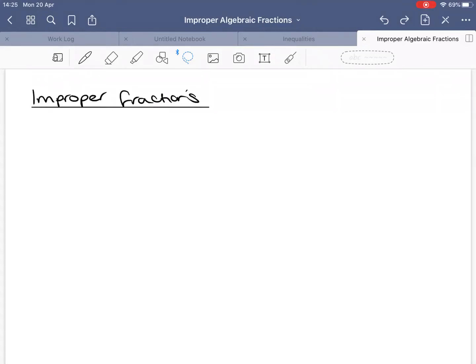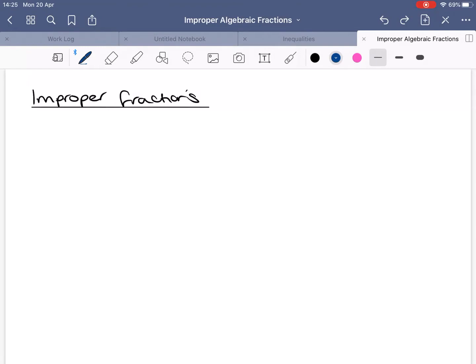Okay, so this is the third lesson in our partial fractions set of lessons, and in this case we have to look at improper fractions. Now I'm going to come on to improper algebraic fractions in a second, but before we do that I just really want to recap something that we probably did in about year 7 or year 8, and that is thinking about what an improper fraction is.